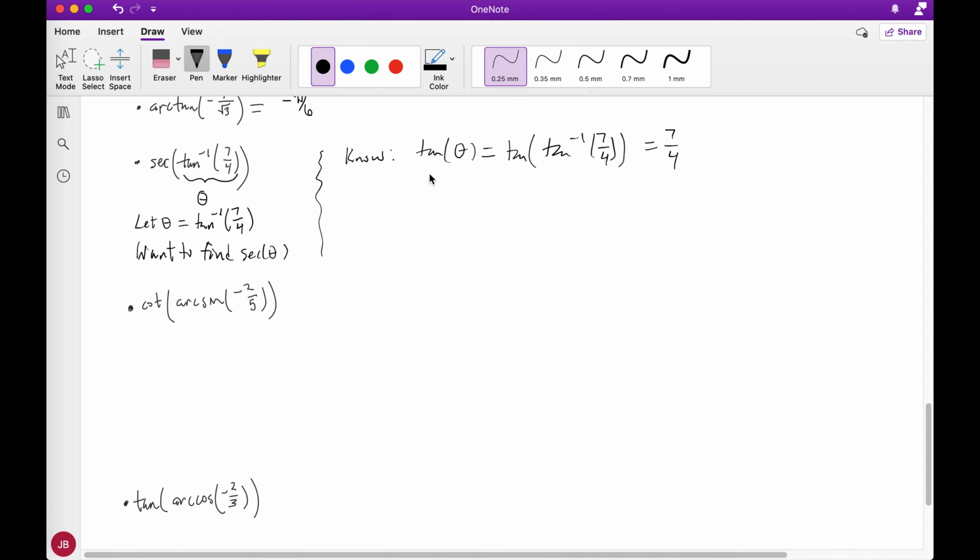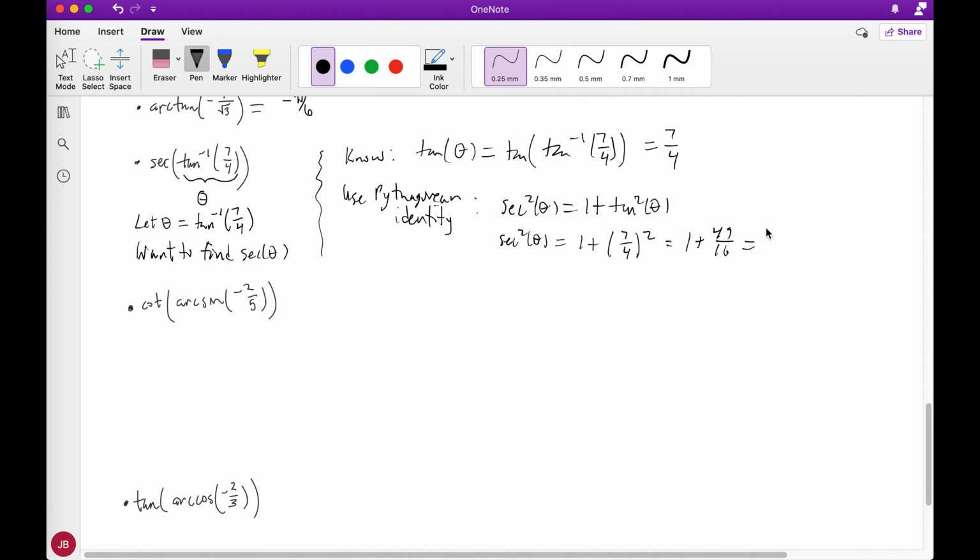All right, well, now I know what the tangent of theta is. I'm trying to find the secant of theta, so use a Pythagorean identity. I know that the secant squared of theta is 1 plus tangent squared theta. And so that tells me that the secant squared of theta is 1 plus 7 over 4 squared, which is 1 plus 49 over 16, which is 65 over 16.